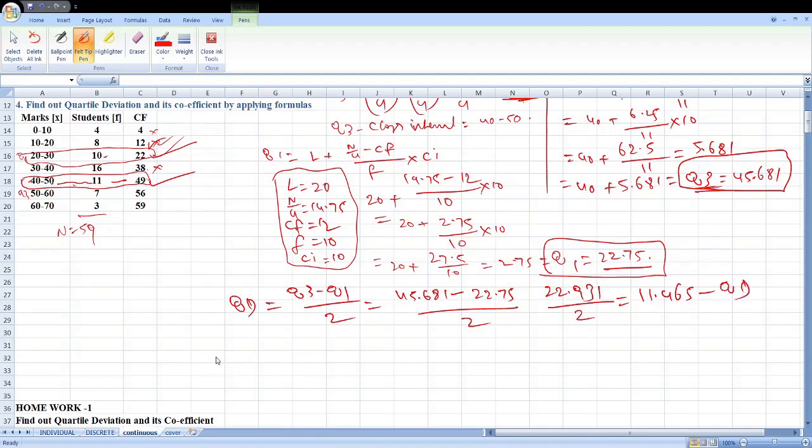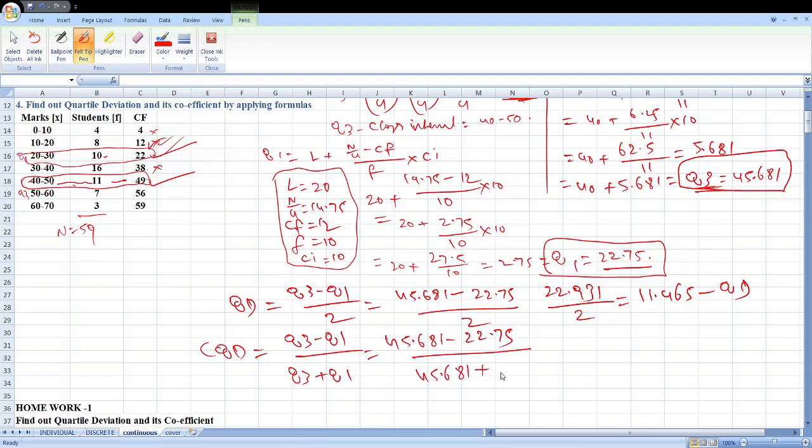Okay, students, now let us find the coefficient of quartile deviation. The coefficient of quartile deviation is equal to the formula (Q3 minus Q1) divided by (Q3 plus Q1). Q3 minus Q1: what is Q3? 45.681 minus 22.75, divided by 45.681 plus 22.75. The numerator comes to 22.931, divided by the sum, which comes to 68.431. When you divide 22.931 by 68.431, you will get 0.335. This is the coefficient of quartile deviation.